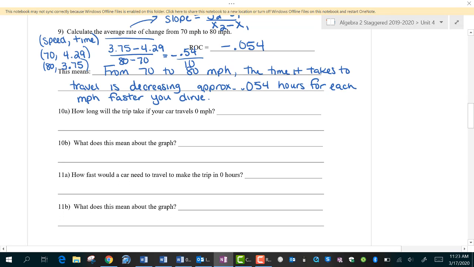Now looking at number 10. 10a says, how long will the trip take if your car travels 0 miles per hour? We discussed a little bit earlier that if my car is traveling 0 miles per hour, then my car's not moving anywhere. So I can't tell how long it's going to take. I'm just going to put not possible. Car would not be moving.